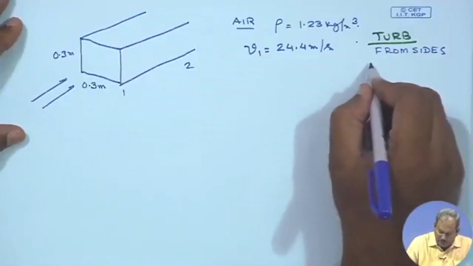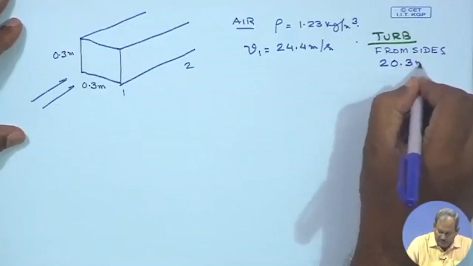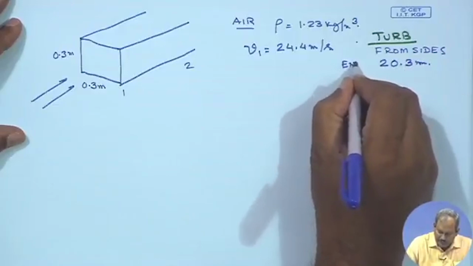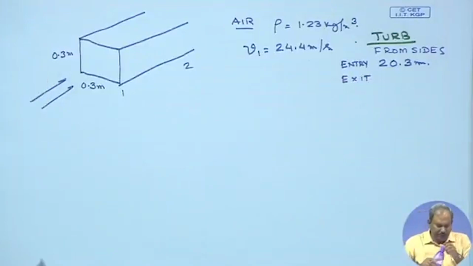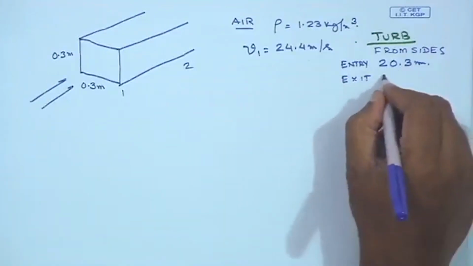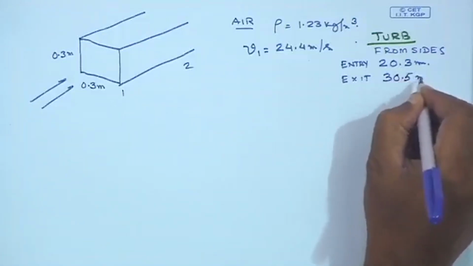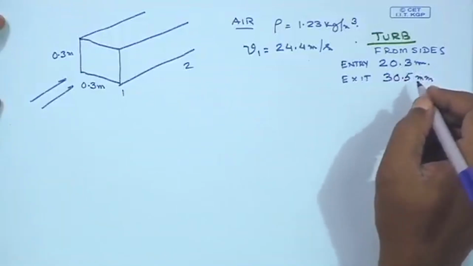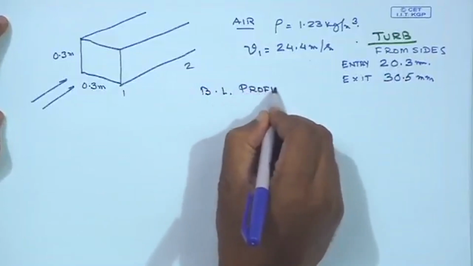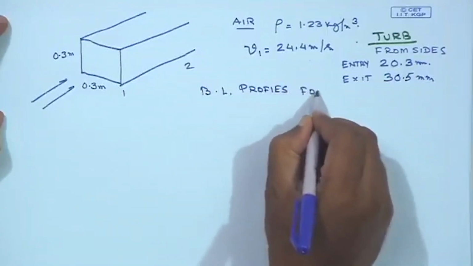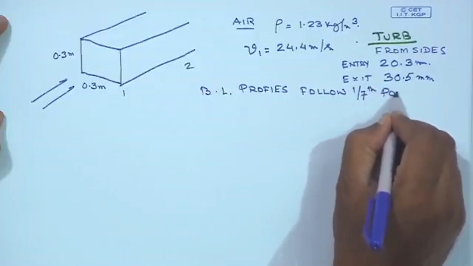So, at the beginning at 1, at entry, the thickness is equal to 20.3 millimeter and at exit this thickness is equal to 30.5 millimeter. Okay. The boundary layer profiles follow 1/7 power law.